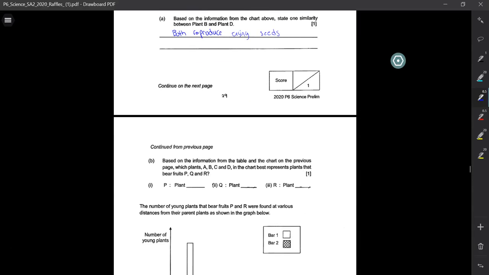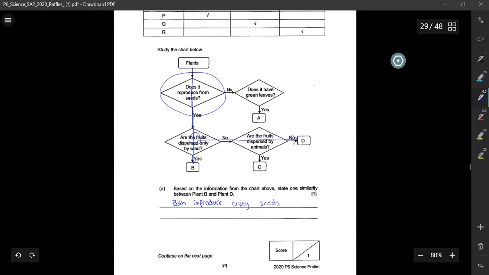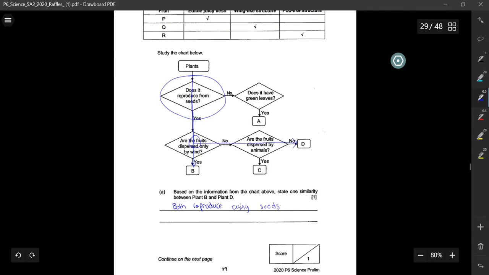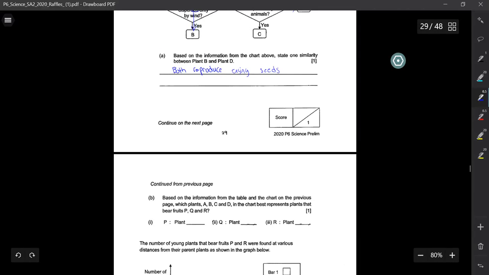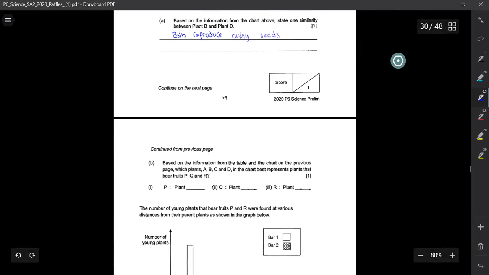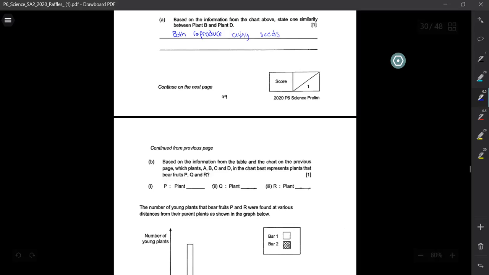And B, based on the information from the table and the chart on the previous page, which plants A, B, C, and D in the chart best represents plants that bear fruits P, Q, and R? So looking at A, B, C, D. A does not reproduce from seeds, so we know that only seed-bearing plants produce fruits. So A is not part of it, because A has no seeds, so it can't have fruits.